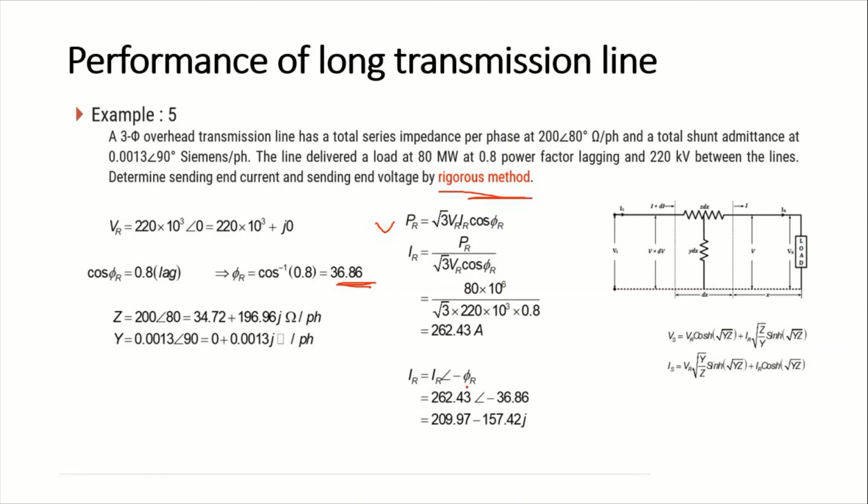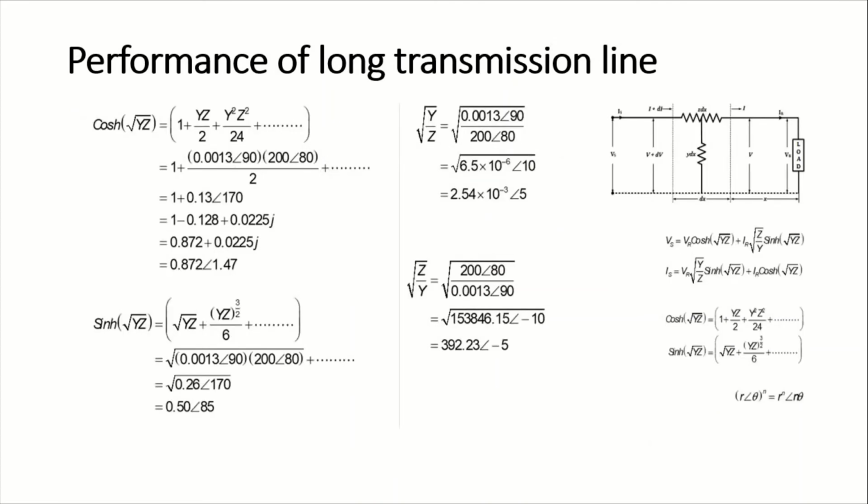So IR value is 262.43 angle minus 36.86, and we can convert it into the rectangular form and the value is 209.97 minus 157.42 j. Now we have to use this equation for the Vs and Is.